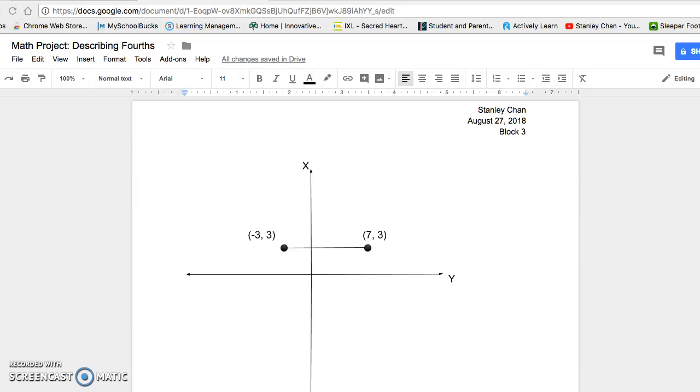This is Stanley Chan, Math Project, describing fourths. This is my graph. My two endpoints are (-3, 3) and (7, 3).